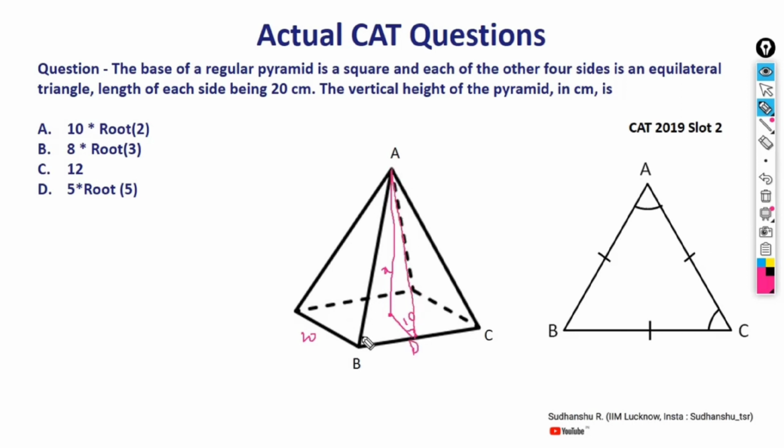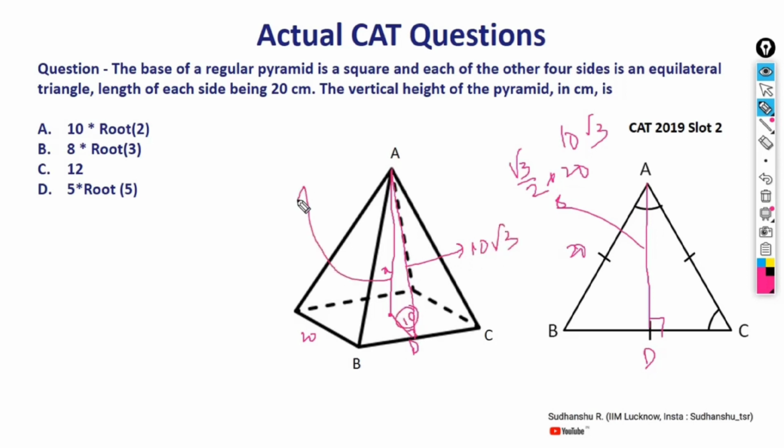If I take this side section ABC, I draw this perpendicular here. This is AD. So if this is 20, then this must be root 3 by 2 into 20. So therefore 10 root 3. So if this is 10 root 3 and we know that this is equal to 10, then by Pythagoras theorem, quite clearly this is 10 root 2. I hope this is also clear.